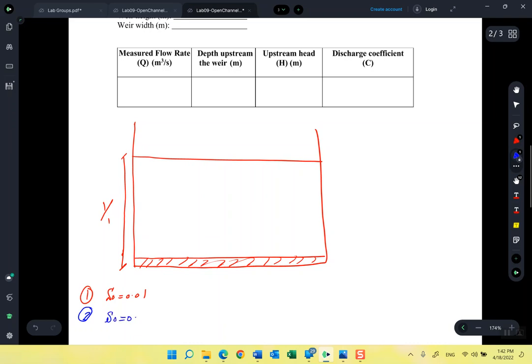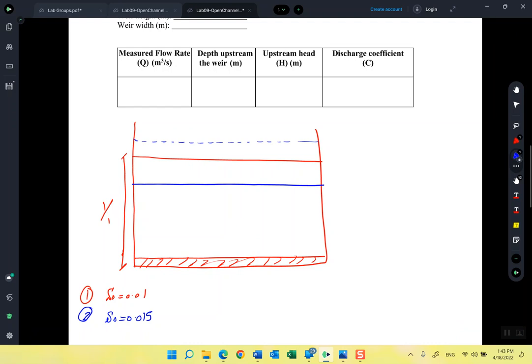to 0.015, what will happen to the flow velocity? It will increase, right? Because based on the Manning equation, velocity has a direct relation with S. So increasing S will increase the velocity. So by increasing the velocity, what will happen to the flow depth? Do you think it will go up or down? So should y2 be in this position or in this position? Which position is true? The dotted line or the continuous line?